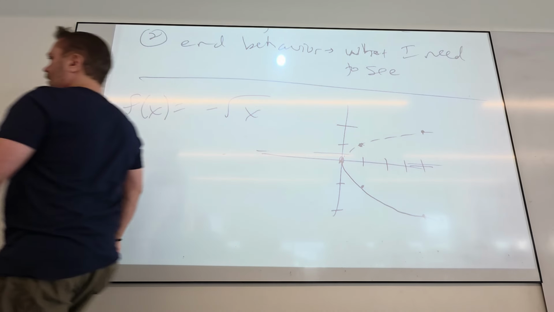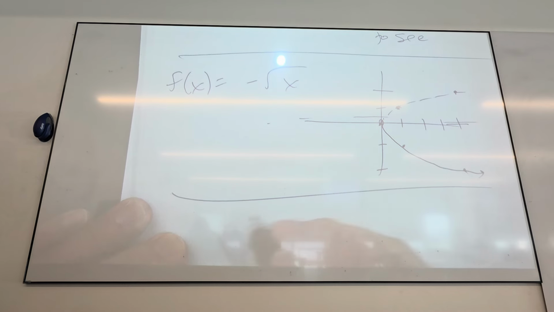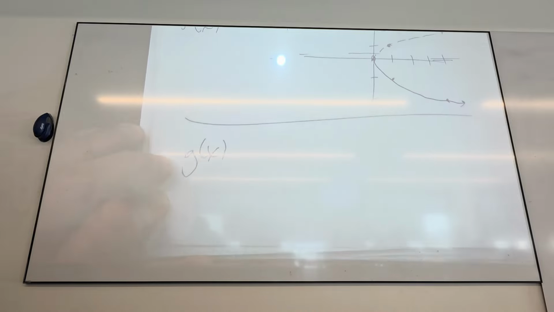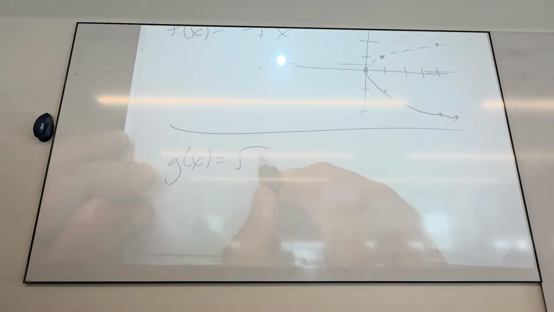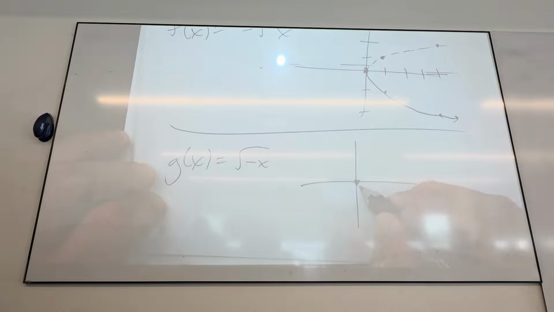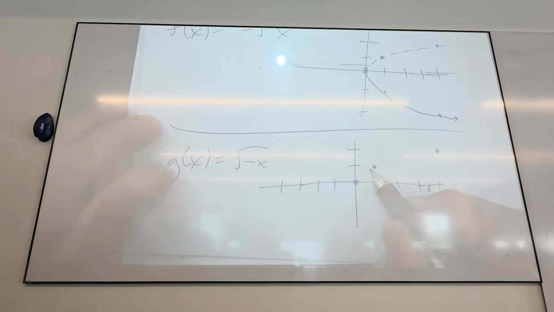So if I had the negative on the inside, the base function would still be the square root of x. And then what it does is 1 used to go to 1, now negative 1 goes to 1. Now negative 4 goes to 2. So this would be the base function, this would be the new shifted function.